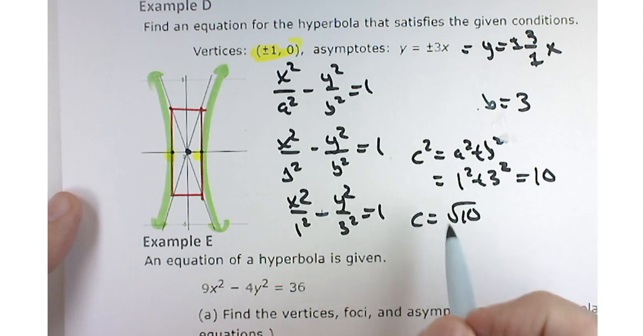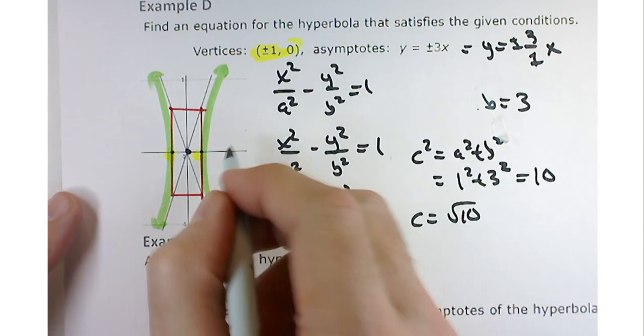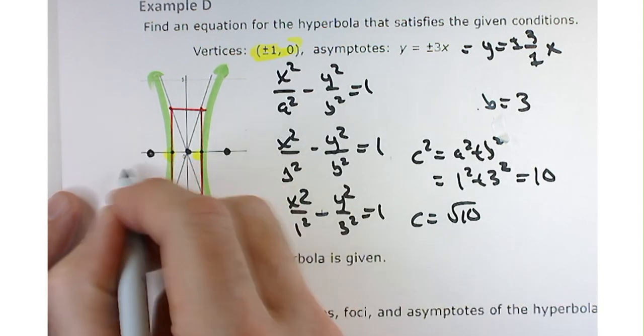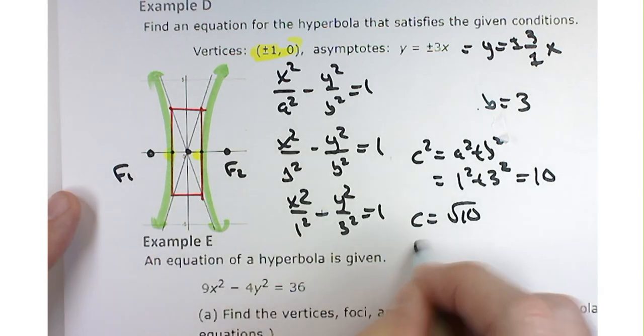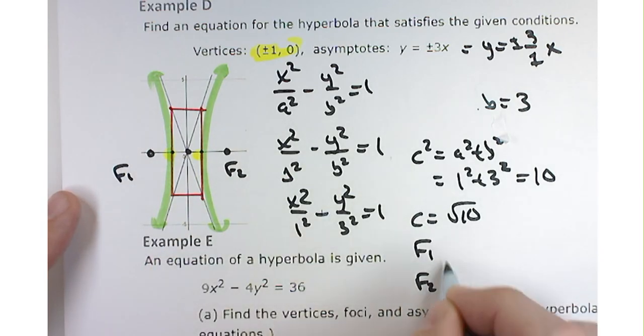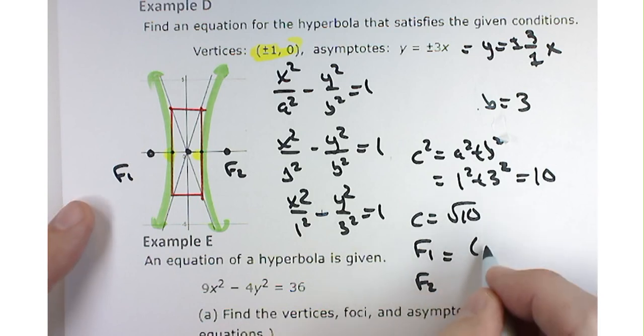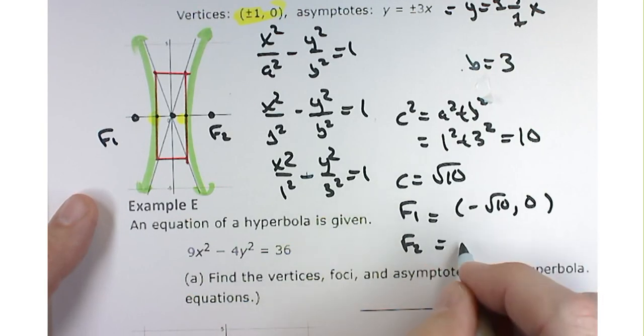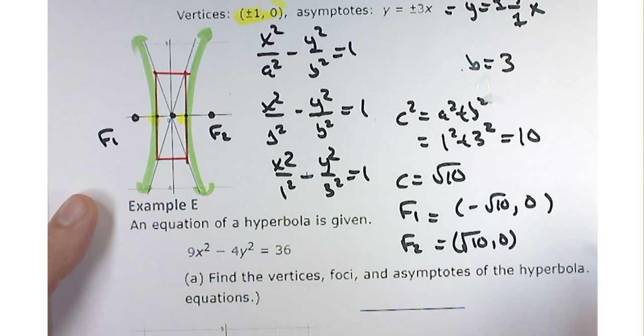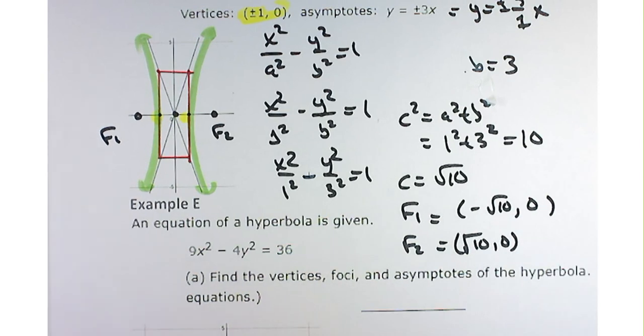Brianna, what would the coordinates be of my foci? Let's call them F1 and F2. It would be negative square root of 10, 0, and positive square root of 10, 0. Perfect. Cool. So there's your foci. I mean, that's everything here for this one. Well done.